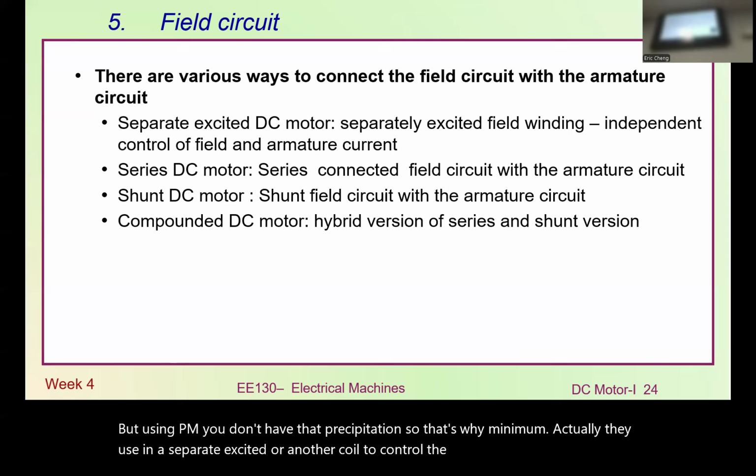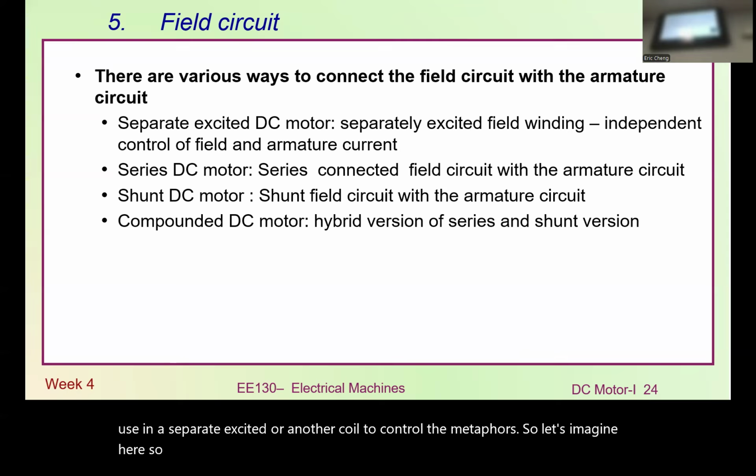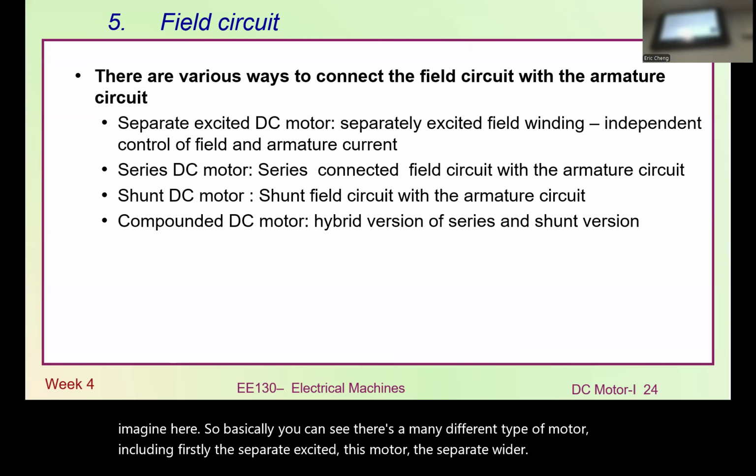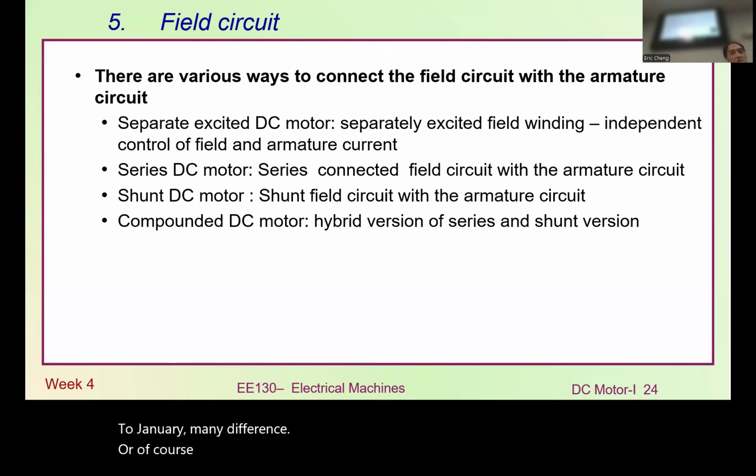Like what we mentioned here, there are many different types of motor, including firstly the separately excited DC motor, where we have a separate winding to generate magnetic flux. Of course, the PM motor is also a part of the separately excited DC motor.